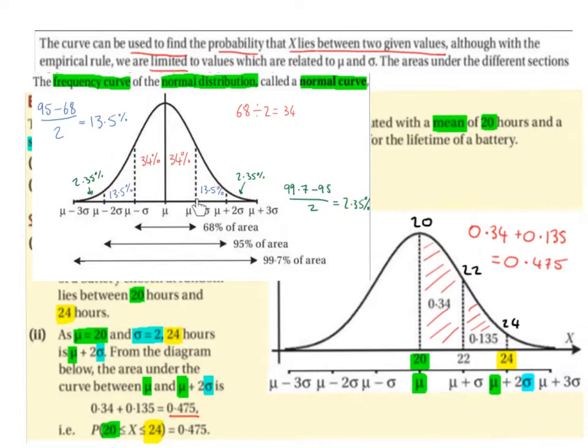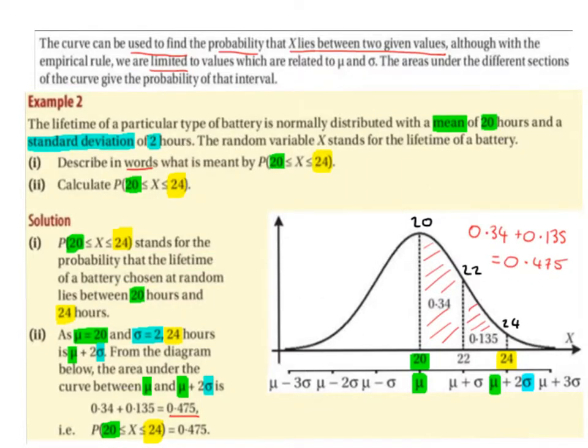So we're interested in from here to here, which is 13.5%, which as a decimal is 0.135. So that's where these two decimals came from. And adding them together, we get 0.475. So from here, from 20 to 24, we have 0.475.